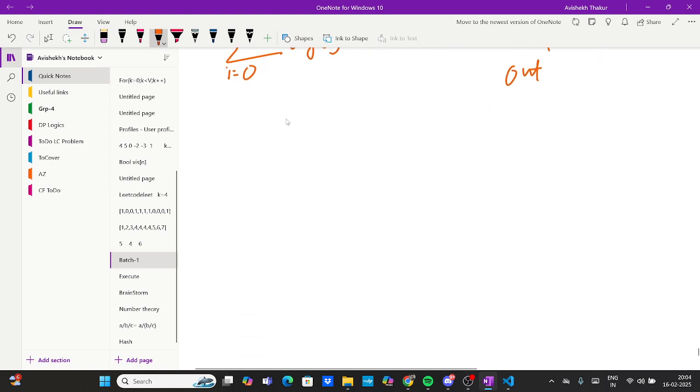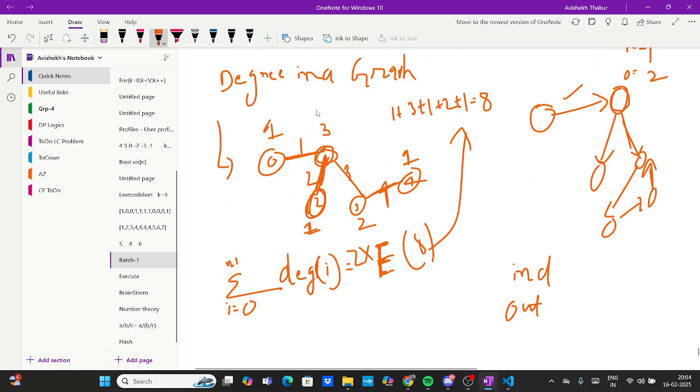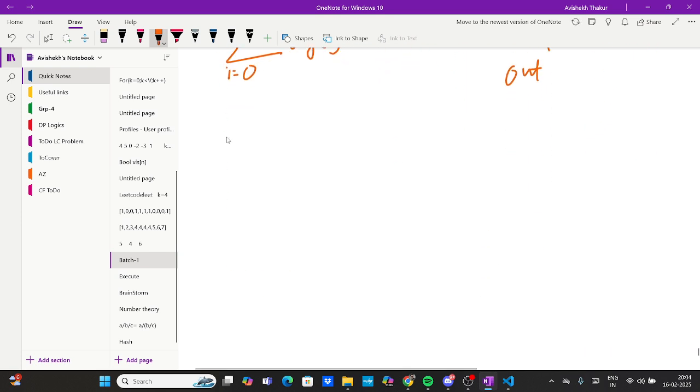Next. So degrees are clear, right? In a directed graph we have in degree and out degree, and there is no concept of in degree and out degree in an undirected graph. Next thing we can discuss is reachability.